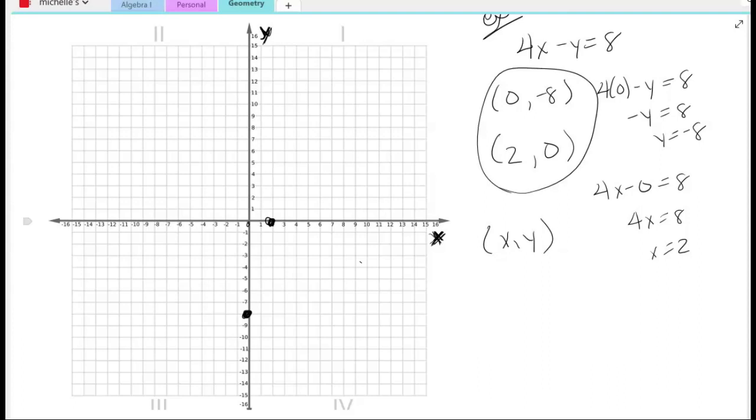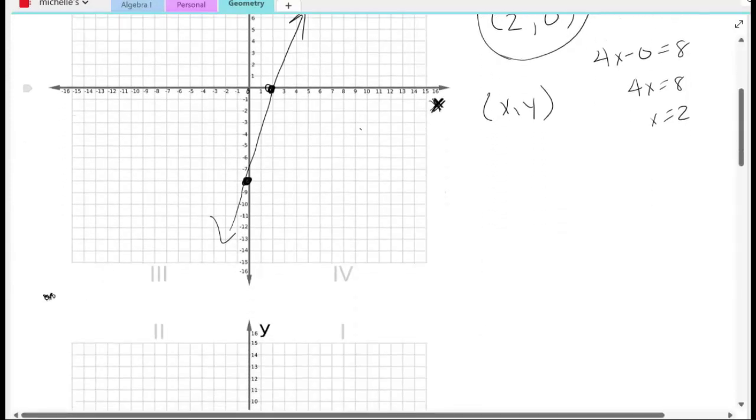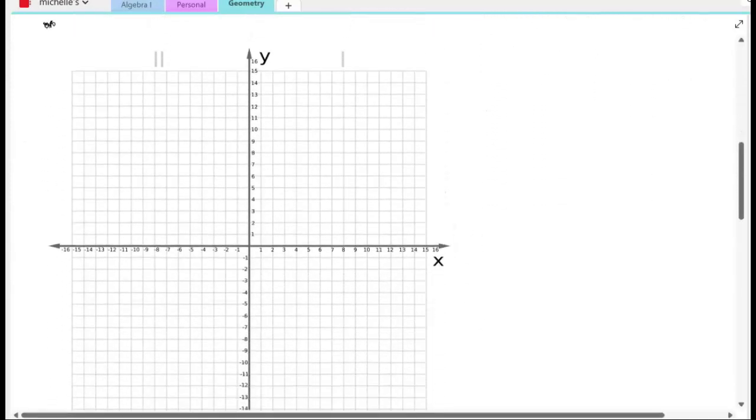Now we can try and connect these points with or without a ruler. I'm not going to bother with the ruler function, so my lines are going to be a little crooked, but you can connect the line and off you go. All right, so that is an example of when you need to graph using intercepts.